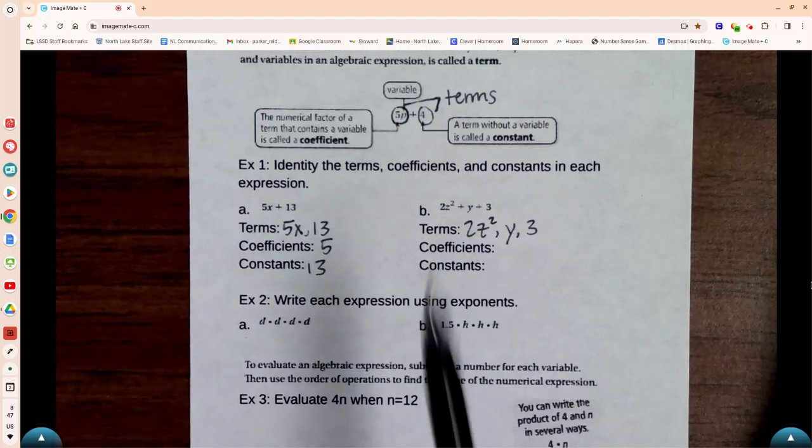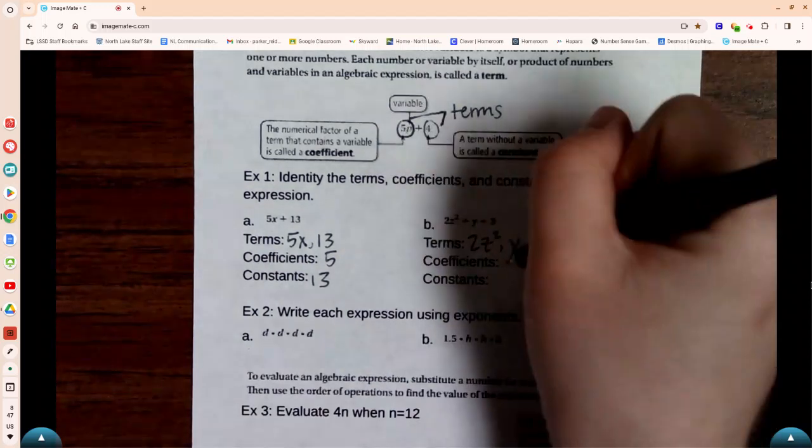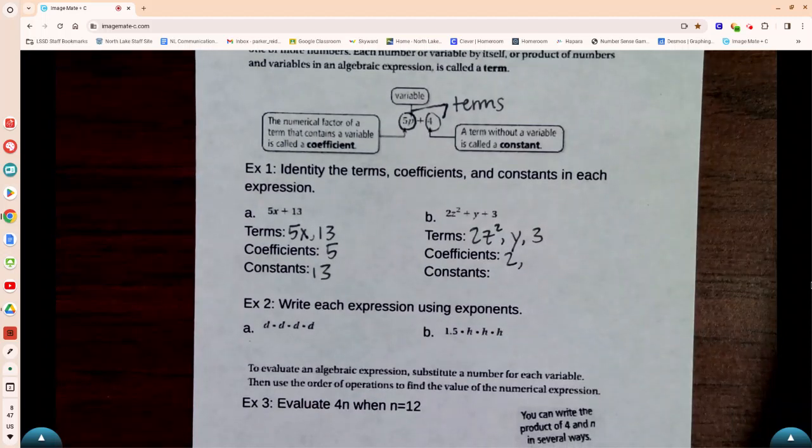But yeah, we have 2. We have 2 of them. So that means there should be 2 coefficients. I think a lot of people will really easily get the 2 that's in front of the Z. Here's where it gets a little confusing. There doesn't seem to be a number in front of the Y, but there is.